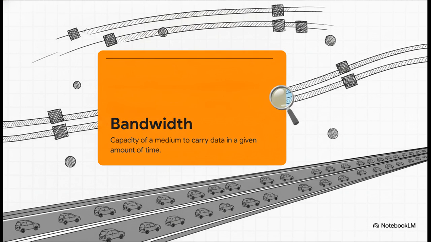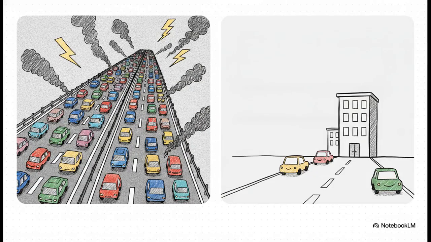So if they aren't moving faster, what on earth are you paying for? Well, you're paying for bandwidth. Think of bandwidth as the absolute width of a highway. It's the theoretical maximum capacity of that medium. It's not about the velocity of the cars. It's about the absolute maximum number of cars that could theoretically fit side by side on that road in a single second. But theory is different from reality, you know? That's where throughput comes in.